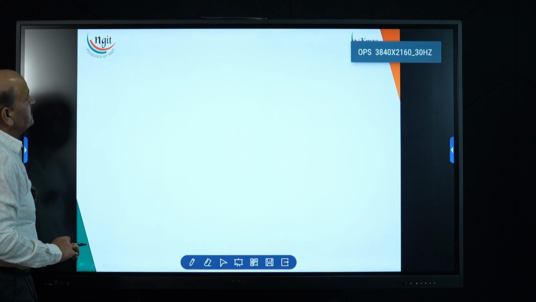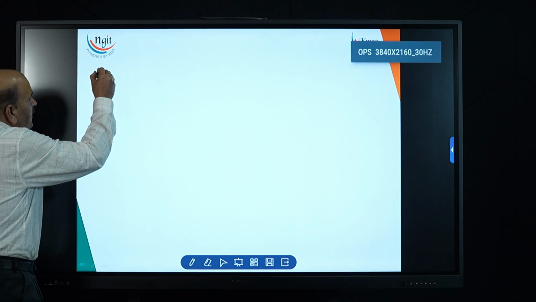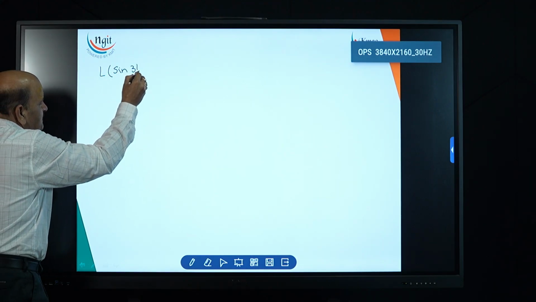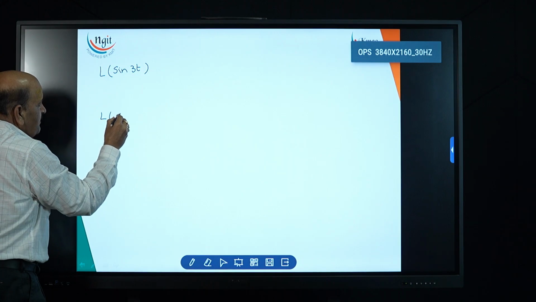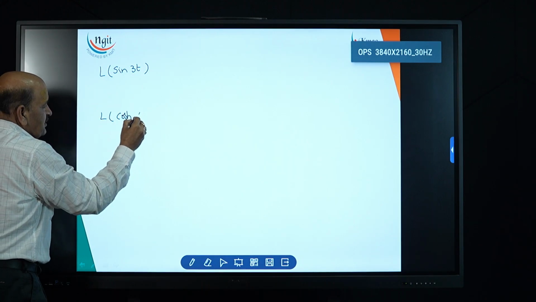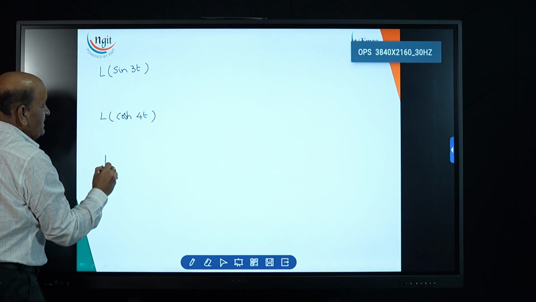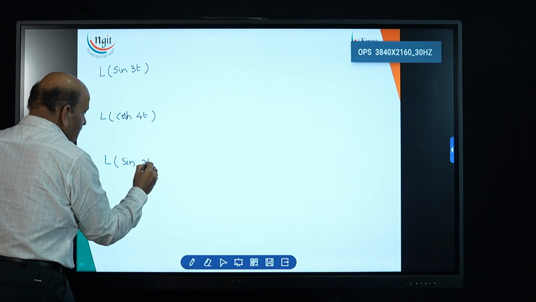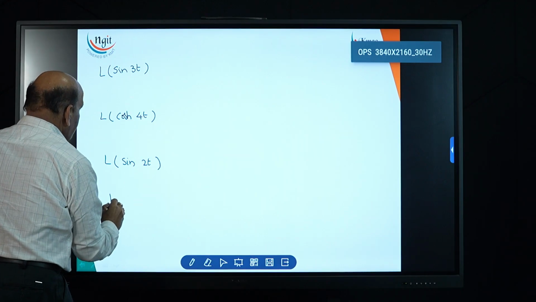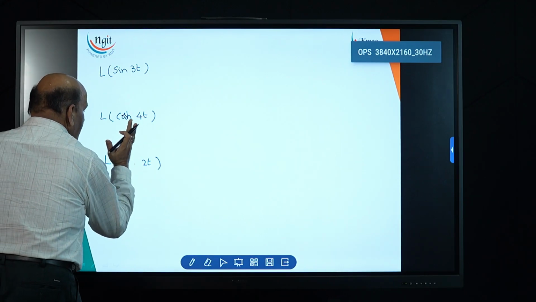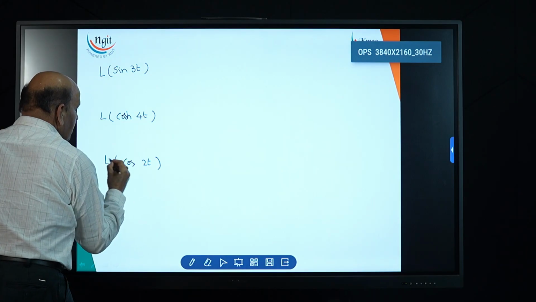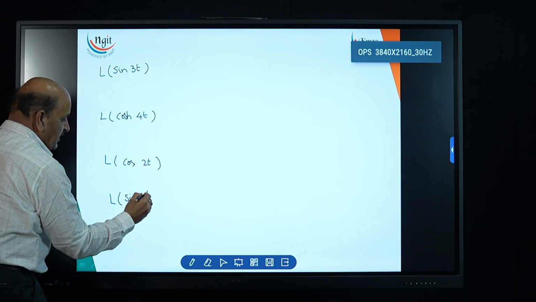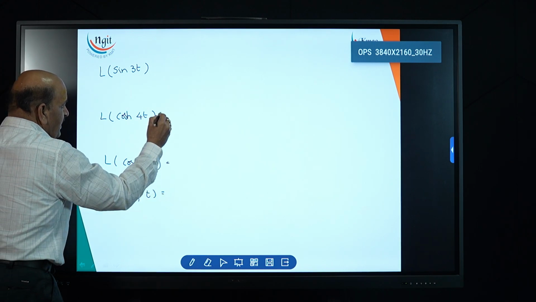For example, what is the Laplace transformation of sine 3t? The Laplace transformation of cos h 4t, or the Laplace transformation of sine 2t, and the Laplace transformation of cos 2t. And what is the Laplace transformation of sin ht, for example? These are the first I have to do.